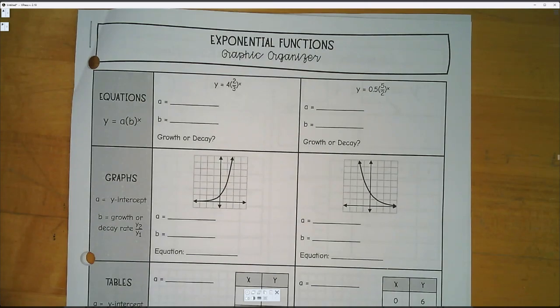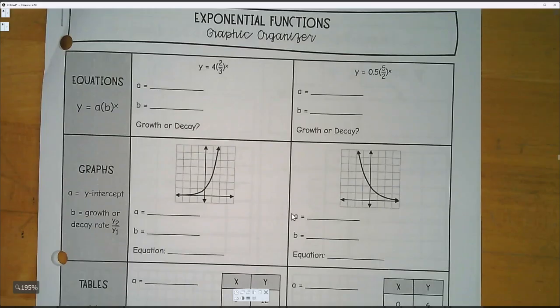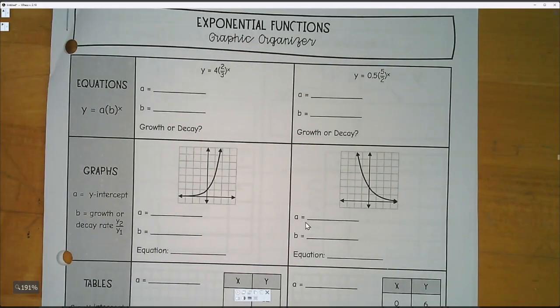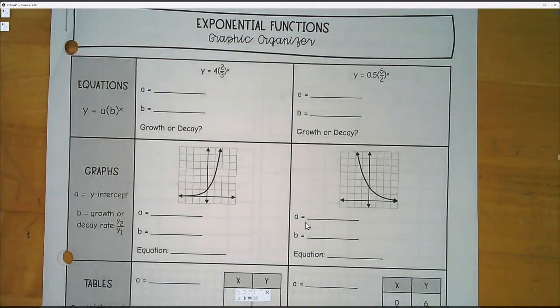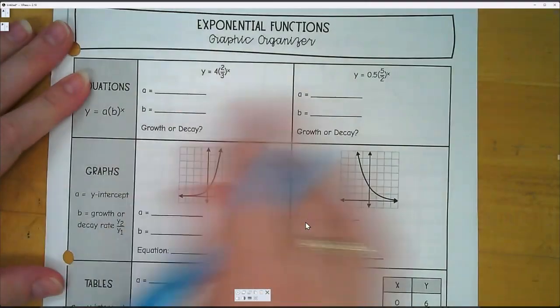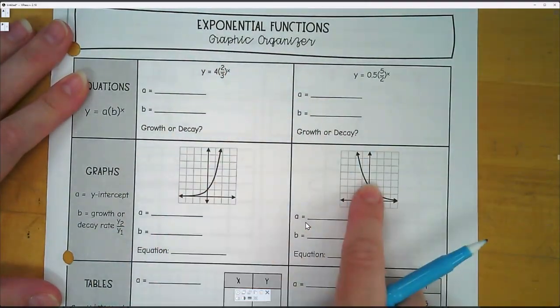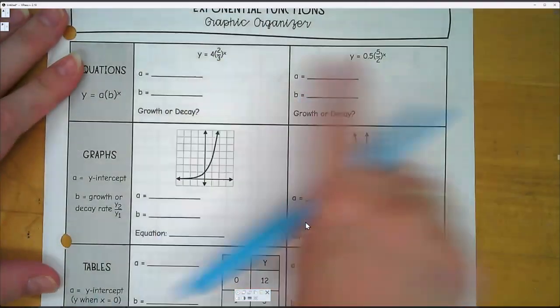All right, we are going to go over our exponential functions, looking at growth and decay. So take a second to make sure you're on the right worksheet. This should say exponential functions, graphic organizer, okay? So we're gonna look at the ways we will see this as an equation, as a graph, and as a table. So first we're gonna look at the equations.